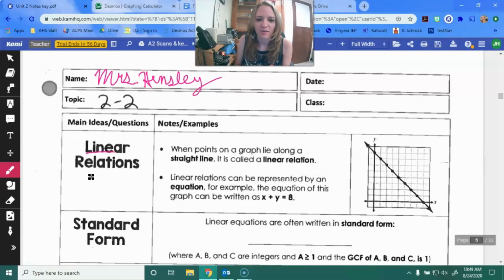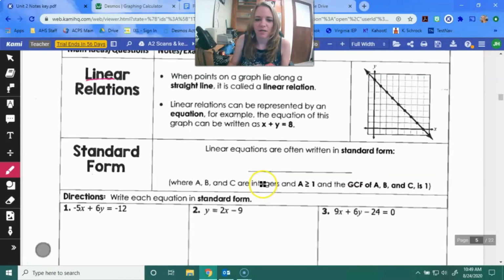When points on a graph lie along a straight line, it's called a linear relation, such as this. These relations can be written as equations. For example, the equation of this graph is written as x plus y equals 8. This is not the only way to write the equation. Of course, it can be rearranged different ways, and this form that it happens to be in is called standard form.